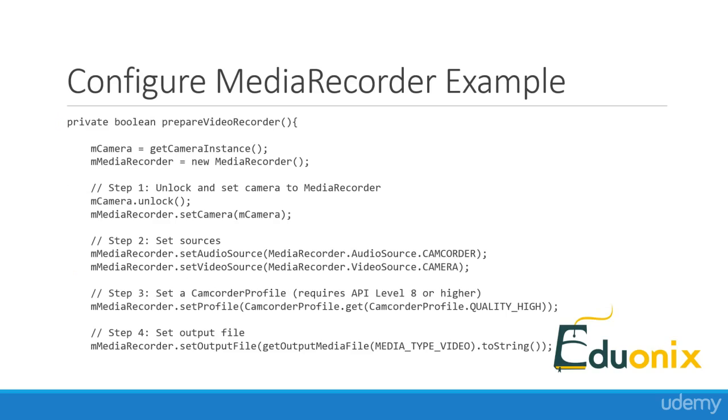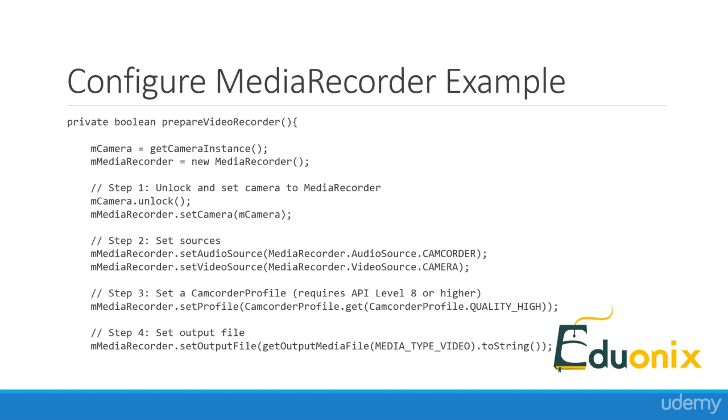Here we have an example of how to create and prepare a MediaRecorder for recording video in an application. First, we need to obtain the camera instance, then create a new MediaRecorder instance. The first step is to unlock the camera and set the camera to the media recorder. Then in the second step, we need to set the sources for the media recorder. In the third step, we need to set the CamcorderProfile. Note this requires API level 8 and above.